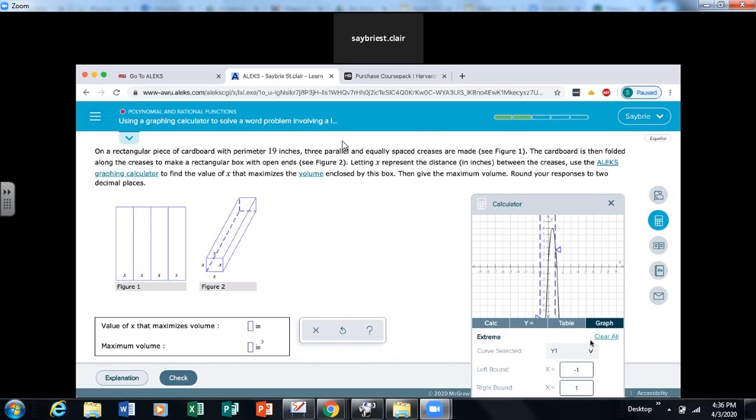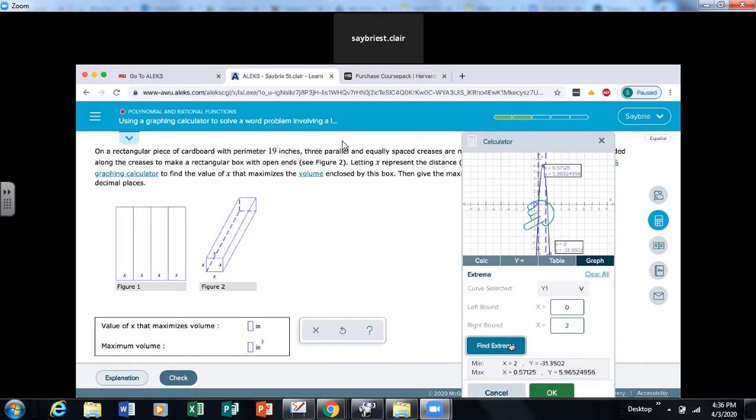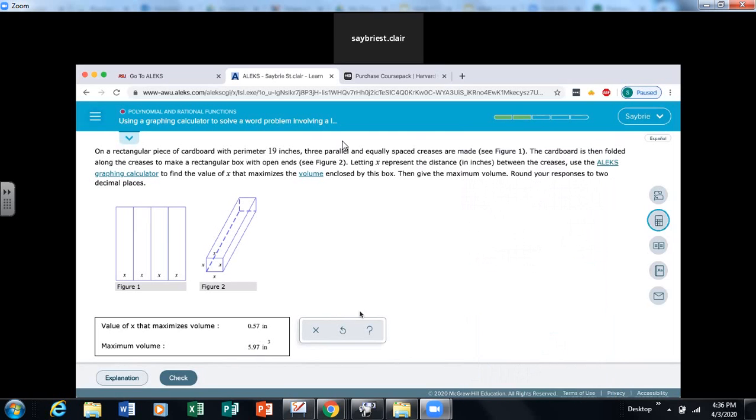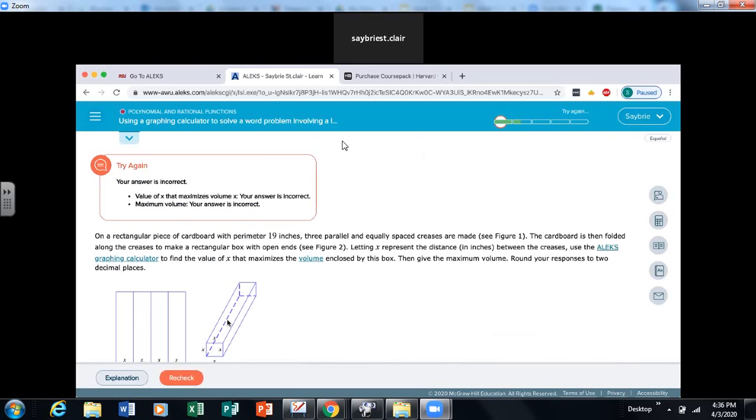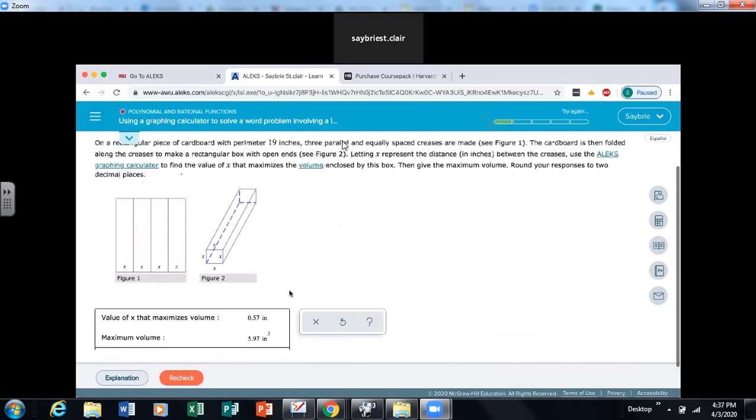Alright, so looks like between 0 and 2. How about? Try that. Looks like 0.57. And that one's 5.97. I know, probably gonna miss this one, but whatever. Alright, yeah, you're gonna have to see, this is a different one, so we'll have to learn.